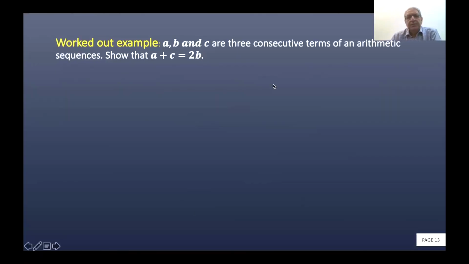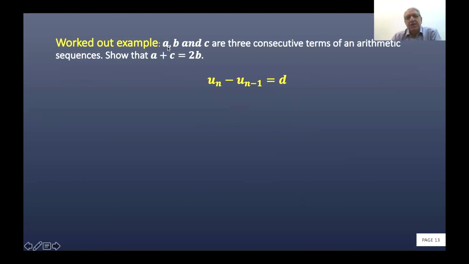Okay. Another question we are having here says that a, b, and c are 3 consecutive terms of an arithmetic sequence. Show that a plus c is equal to 2b. It's very simple to do this. The only thing you should know is the fact that b minus a is d, the common difference. Then c minus b also is the same. Therefore, in general, any term minus the previous term should be d.